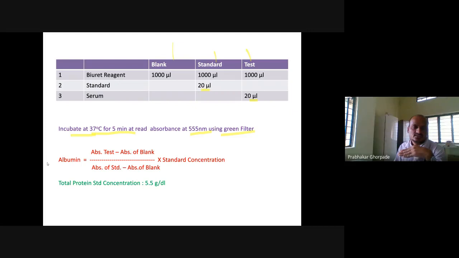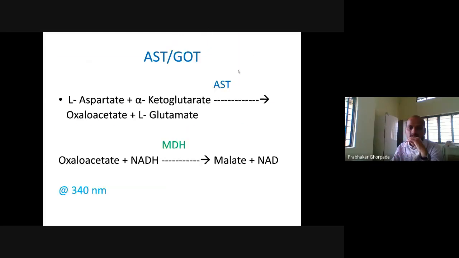Okay, so this will give the protein concentration: optical density of test minus optical density of blank, divided by optical density of standard minus optical density of blank, multiplied by the standard concentration. Here we are using 5.5 gram per deciliter. So here you can put 5.5, and if you are taking the reading of this blank, standard, and test, then you can calculate the concentration likewise.